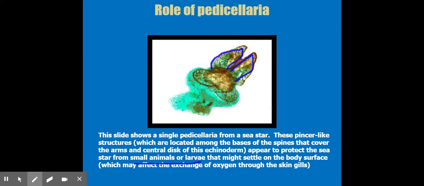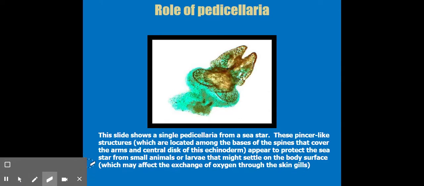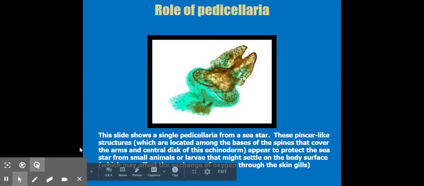Also externally, they have the tops of the tube feet, known as dermal papulla or ampullae, which are their skin gills. So they need to keep those free so they can get oxygen from the water. So they want to keep debris, parasites, or any little larvae that's trying to live on them off. So they use these pedicellaria to protect them from tiny things trying to settle on them and clog their skin gills. So those are pedicellaria, little pinchers.